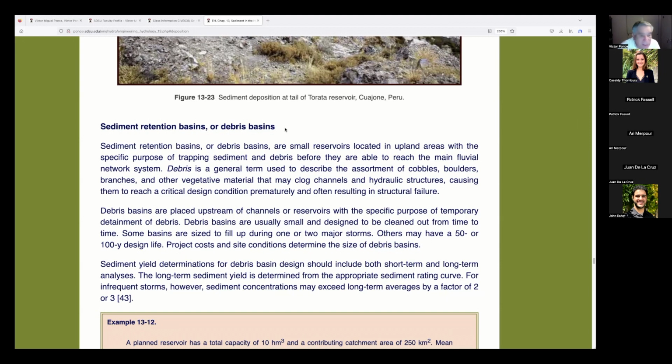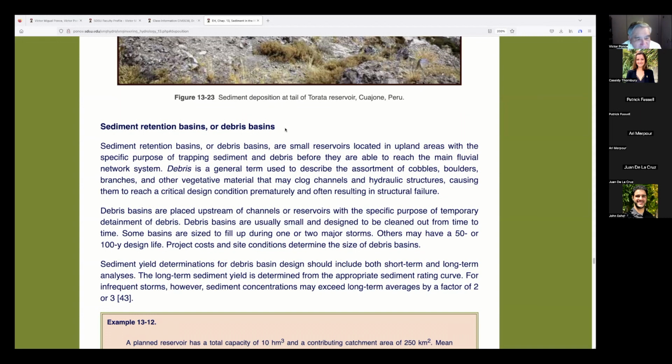Sediment retention basins. Now, what's the difference between sediment detention and sediment retention? Not a whole lot. Both of them are going to detain and retain the sediment. I've seen both usages, by the way. Some people prefer one and some other people prefer the other, but at this point, I don't have a strong opinion.